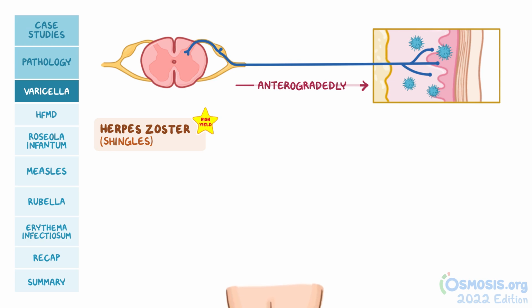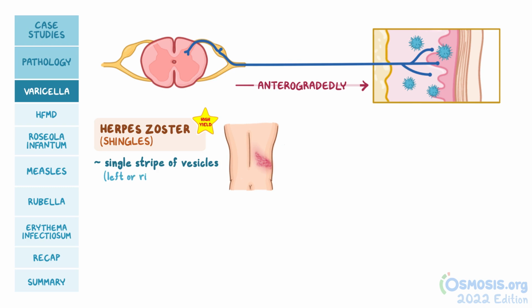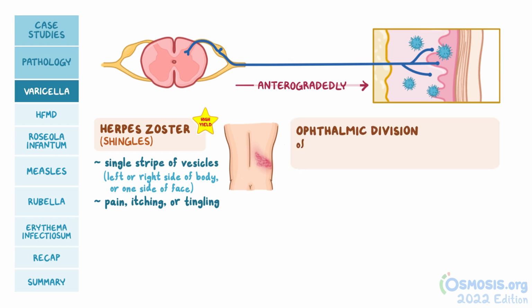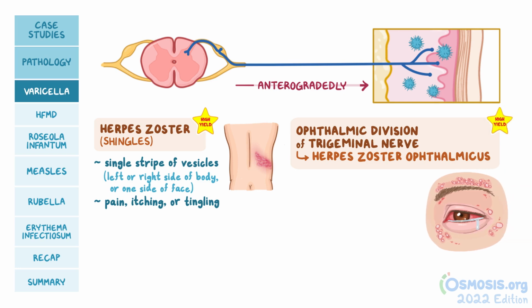Typically, herpes zoster leads to a rash that looks like a single stripe of vesicles around either the left or right side of the body, or on one side of the face, and presents with pain, itching, or tingling of the affected area. For your exams, remember that herpes zoster that involves the ophthalmic division of the trigeminal nerve is called herpes zoster ophthalmicus, and it presents with eye pain, redness, and swelling, along with a painful vesicular rash that can involve the forehead and the tip of the nose, and a fever.